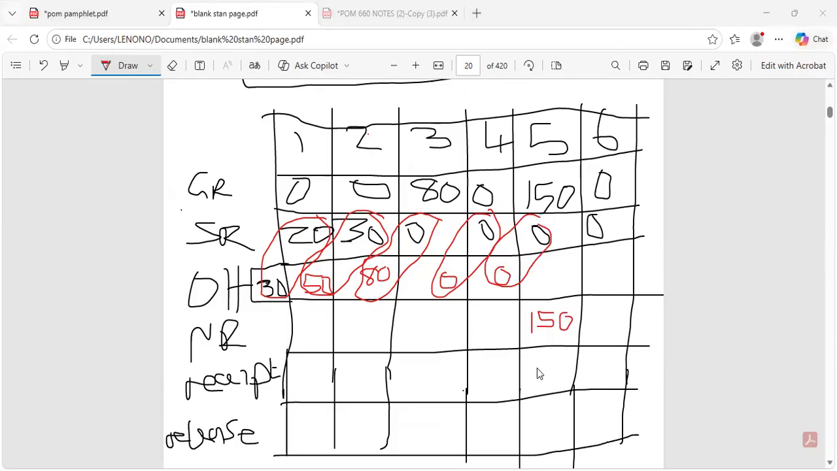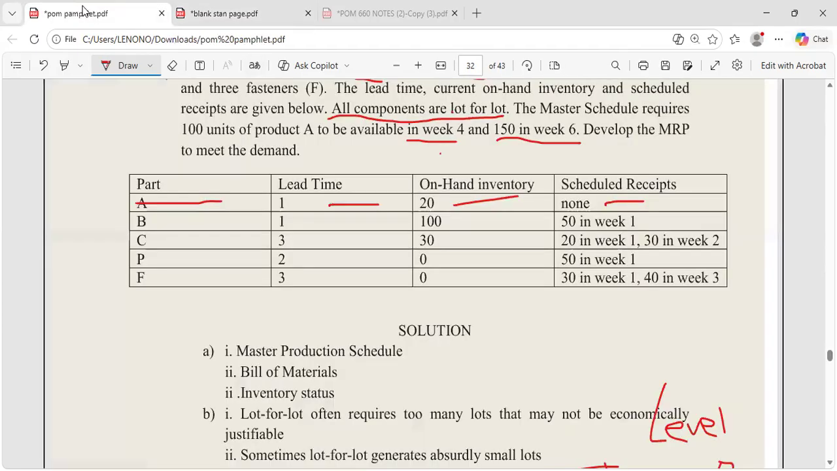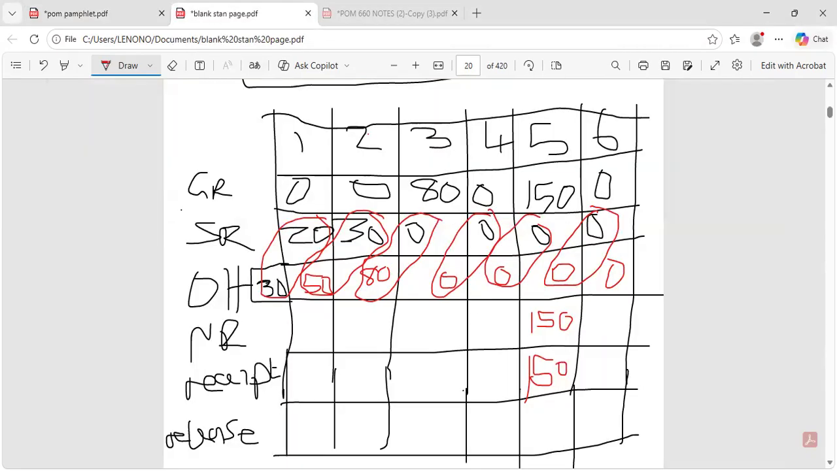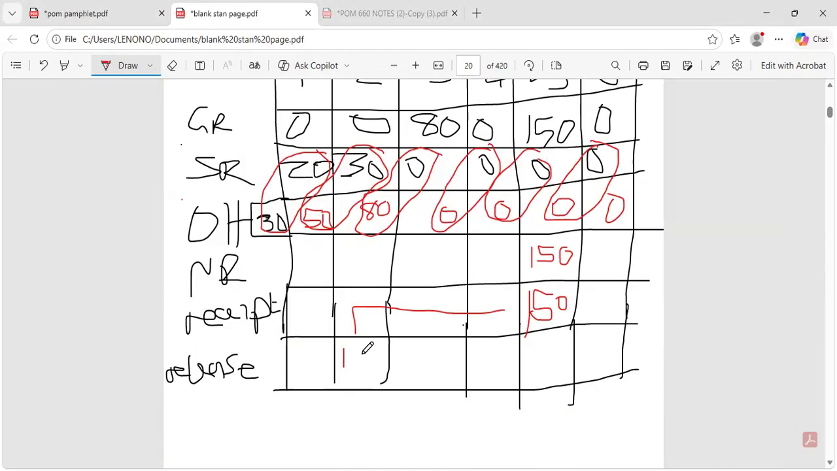What are we going to order? What should the receipt be? 150. So when you order 150, you clear this one. So 0 plus 0 minus 0 is 0. So you check the lead time for C. Lead time for C is 3. So this would have been released 3 weeks before. 1, 2, 3. So 150 comes here.